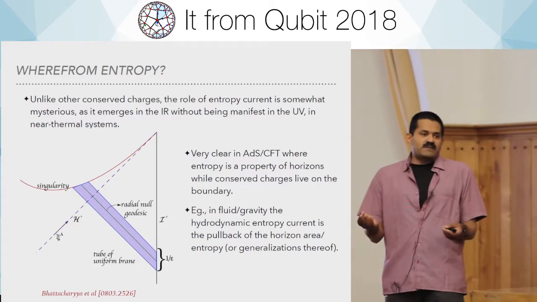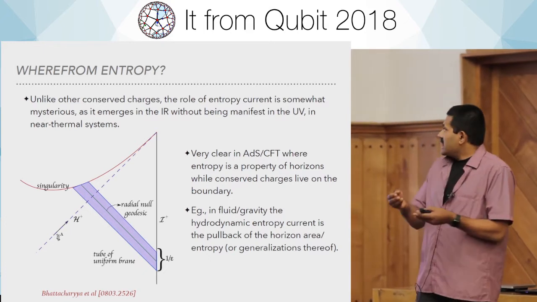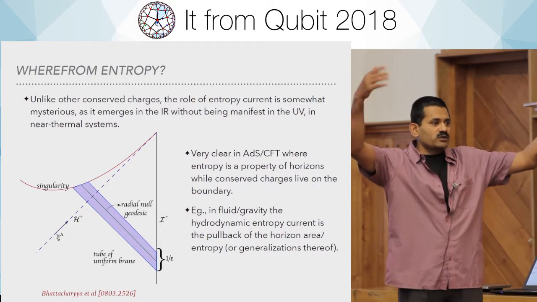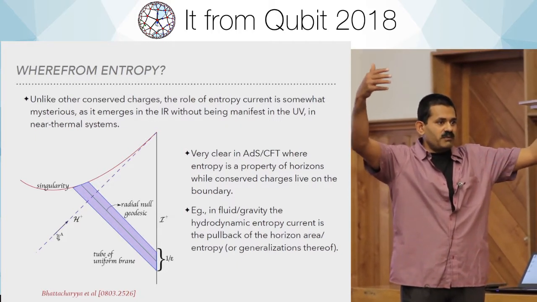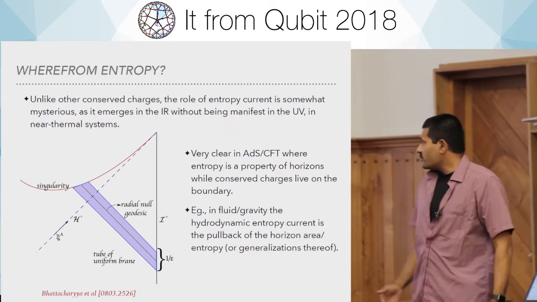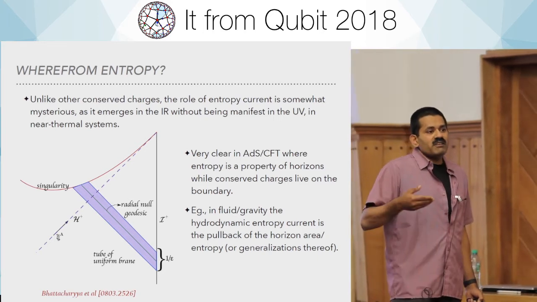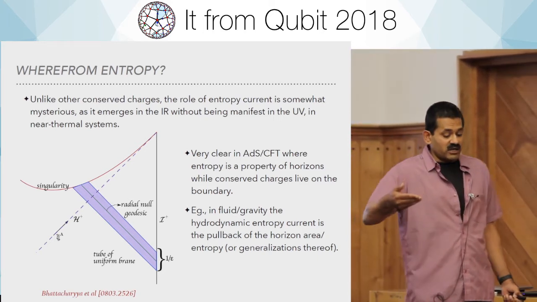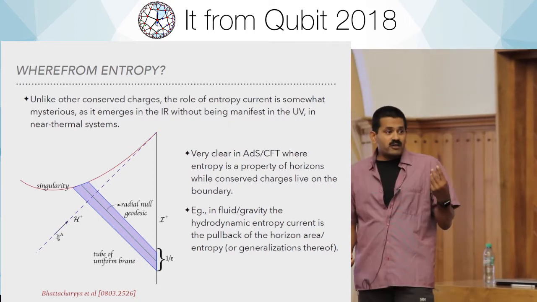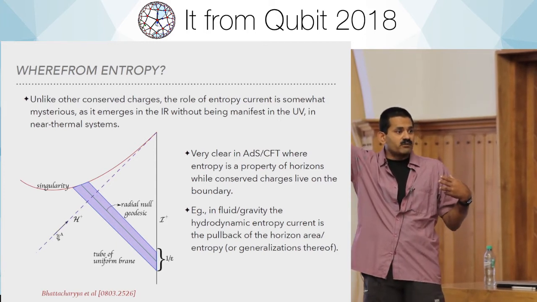Now, most systems have conserved charges, and conserved charges are something that you can get by looking at the UV properties of the theory. You look at the UV property and then you coarse grain the theory. These conserved charges make sense both in the UV and as you coarse grain down to the IR. Entropy, on the other hand, is an IR concept with no manifest UV occurrence. It's very clear, for example, if you think about it in AdS/CFT, where entropy is the property of horizons, while conserved charges live in the asymptotic boundary.